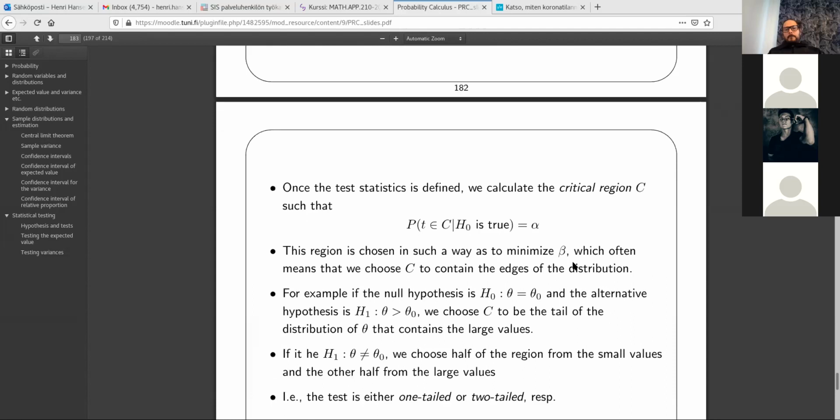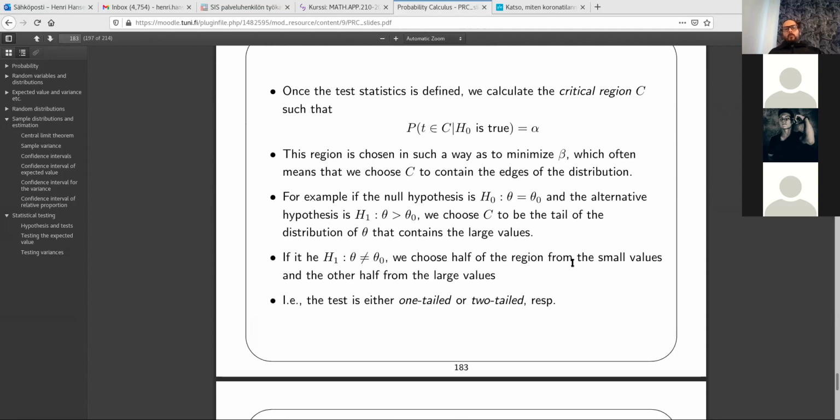And when we calculate the critical region of this, we calculate that if this is the distribution, the sample mean will land with probability alpha within this range of the actual expected value. And in order to minimize this beta, if it's just about difference, we choose it so that the expected value is smack in the middle of this region.